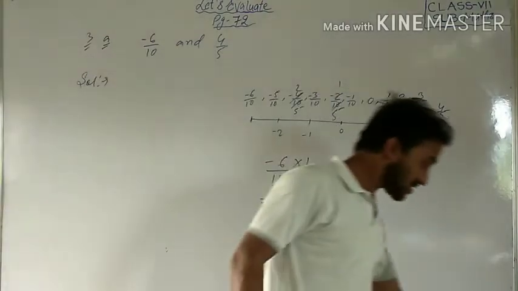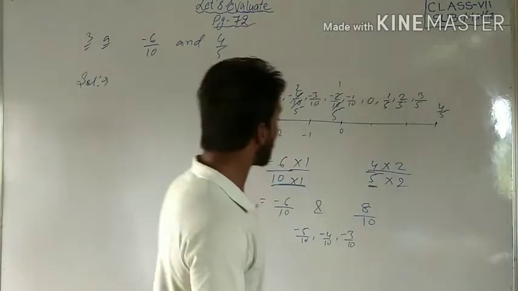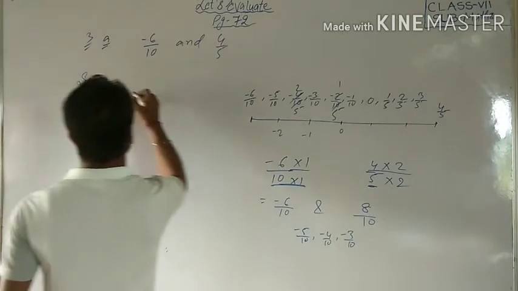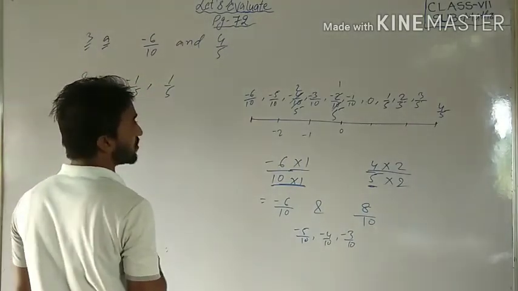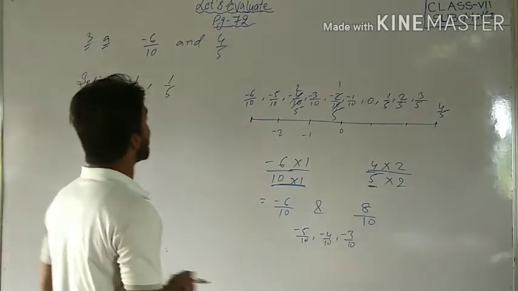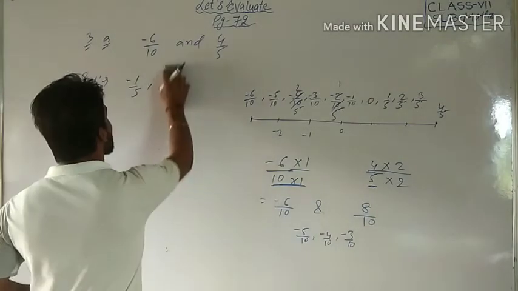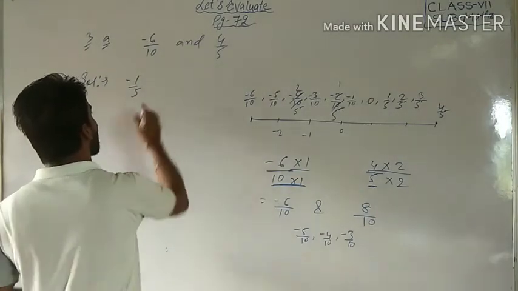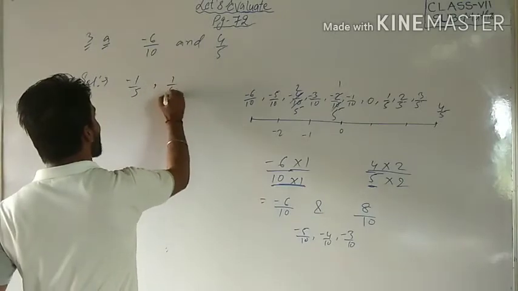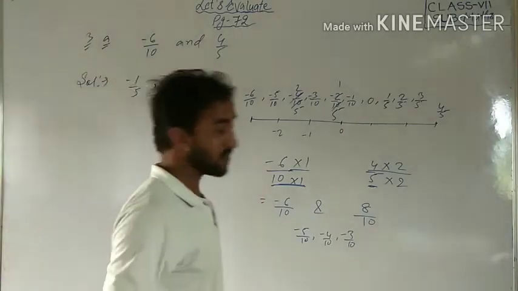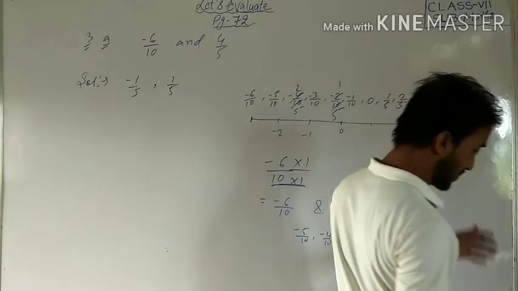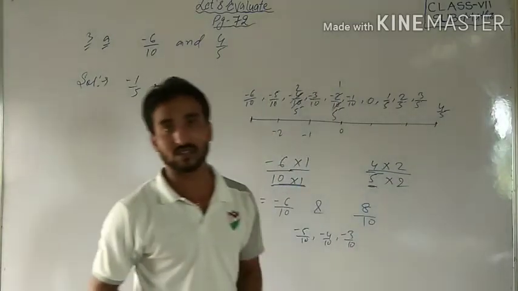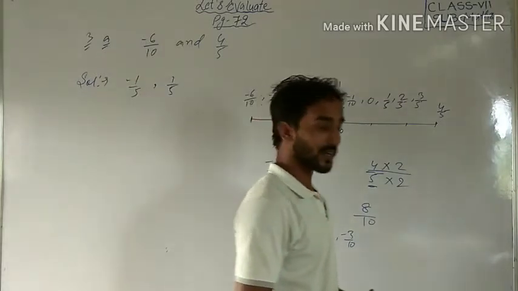The question says to find two rational numbers. We take any one, we can take minus 1 by 5 also, we can take 1 by 5 also. Okay students, it's up to you. There are too many rational numbers between minus 6 by 10 and 4 by 5, so as per your choice you can take. Okay, so take question number 4 parts B and C. Now it's your turn to do, so you try to do.